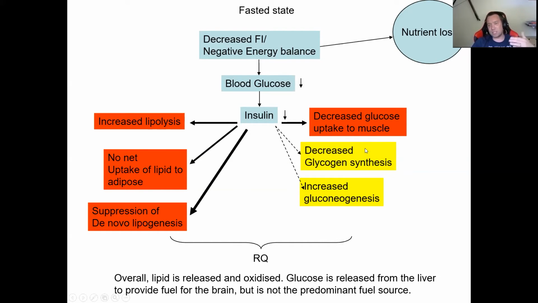We have some processes that do potentially push our RQ up a bit, like decreased glycogen synthesis, so we're not locking glucose away, and increased gluconeogenesis, which is providing glucose to the brain and red blood cells. But overall, lipid is released and oxidized, glucose is released from the liver to provide fuel for the brain, but it's not the predominant fuel source. The predominant fuel source in the mouse is lipid.